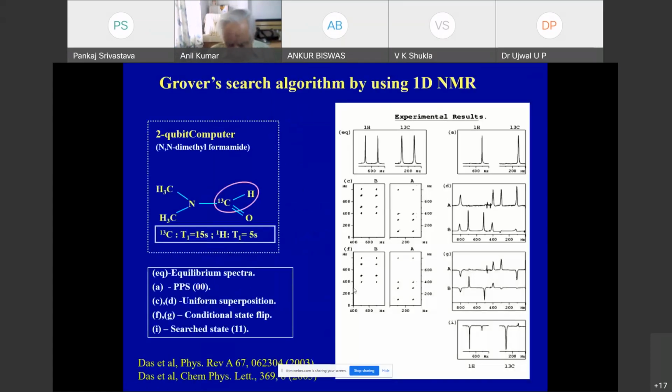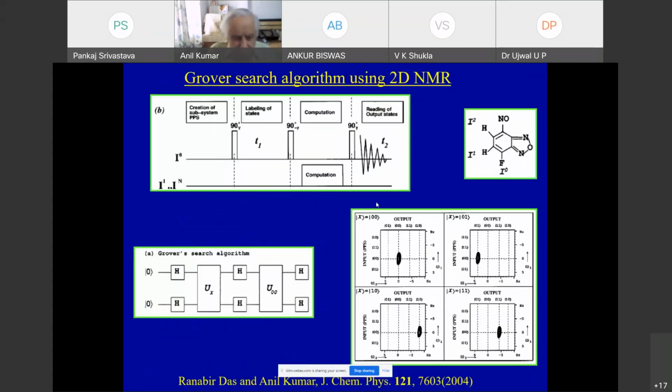And here is a demonstration using 1D NMR. I actually don't like it very much because there are too many things to be explained here. But let me just skip this transparency. It is Grover search algorithm using 1D NMR, but Grover search algorithm using 2D NMR is better. All the pulse sequences are hidden, UX and U00 are hidden, but you see the result.